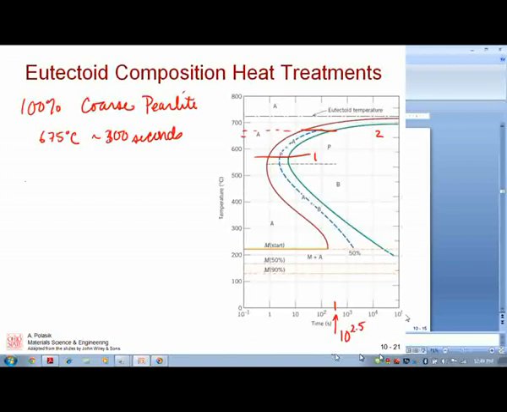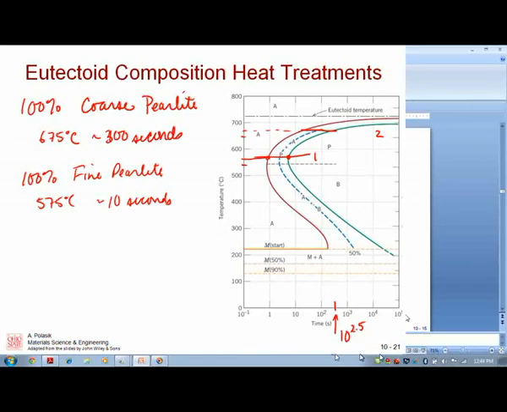If I want 100% fine perlite, is that going to take more or less time? Less time, so I'm going to be closer to the nose, right? The transformation is faster the closer we are to the tip of the nose. So we're going to cool it to 575 degrees C and hold it for how long? Like 8 seconds. So about 10 seconds. We'll build a little space there. And then we can quickly cool it down to room temperature. And we will lock those microstructures in.